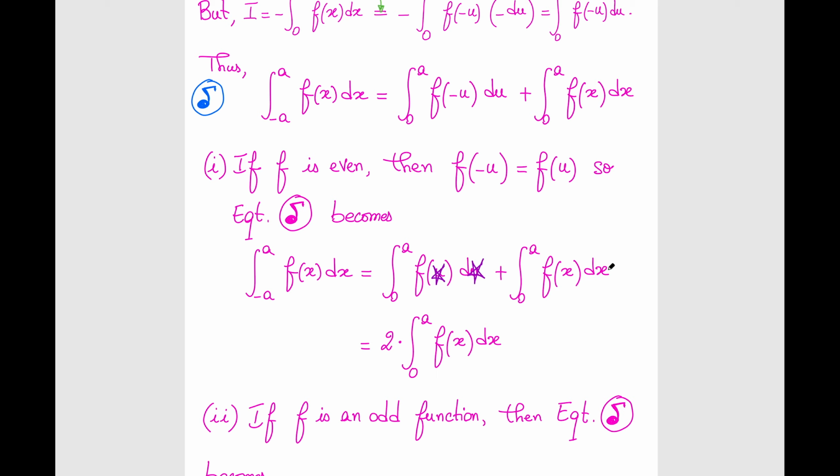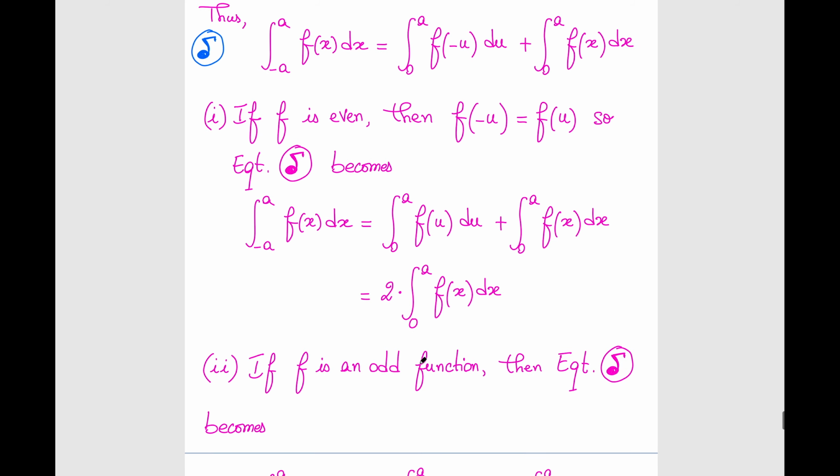This guy and this guy are the same. I can call those guys whatever I want. How about calling all of them x, or calling all of them t? So this becomes the definite integral from 0 to a of f of t dt plus the integral from 0 to a of f of t dt. So it's twice that thing, as desired.